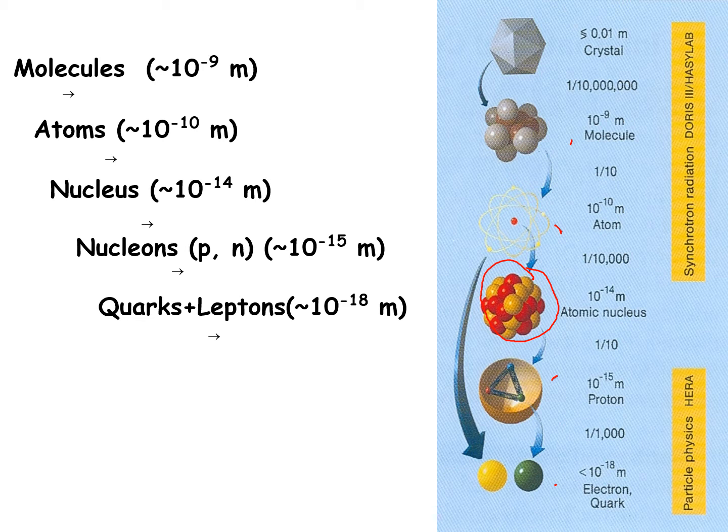So in the left hand side, we have given the size of molecules, atoms, nucleus, nucleons and quarks. As you can see here, the size of the nucleus is 10 raised to power minus 14 meter, while the size of the nucleon is 10 raised to power minus 15 meter. Within the nucleus, we have the protons and the neutron. So we are interested in nucleus as well as the nucleons. Quarks, they come under the category of the particle physics. Atoms, they come under the category of the atomic physics, and molecule, they come under the category of the molecular physics.